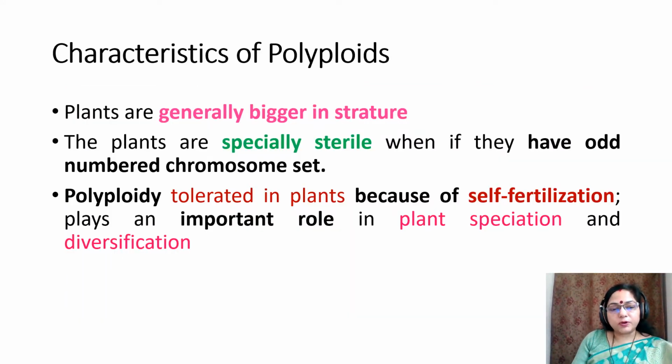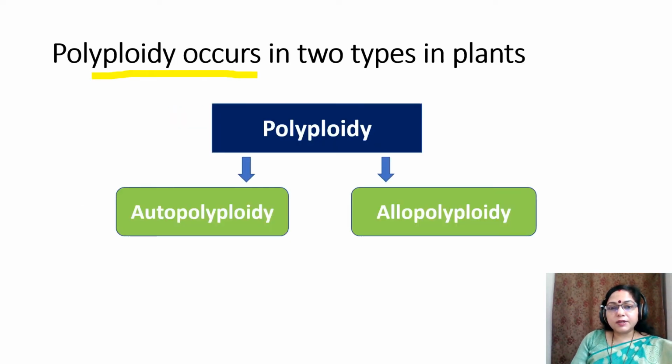Characteristics of polyploids: plants are generally bigger in size or stature. The plants are especially sterile if they have an odd number of chromosome sets. Polyploidy is tolerated in plants because of self-fertilization, and it plays an important role in plant speciation and diversification. Polyploidy is of two types: autopolyploidy and allopolyploidy.